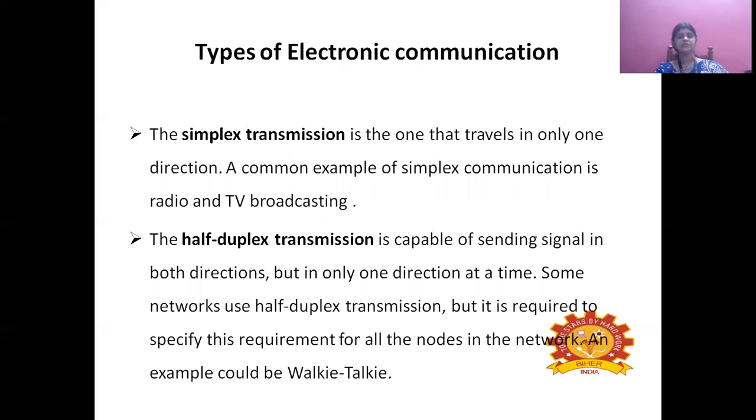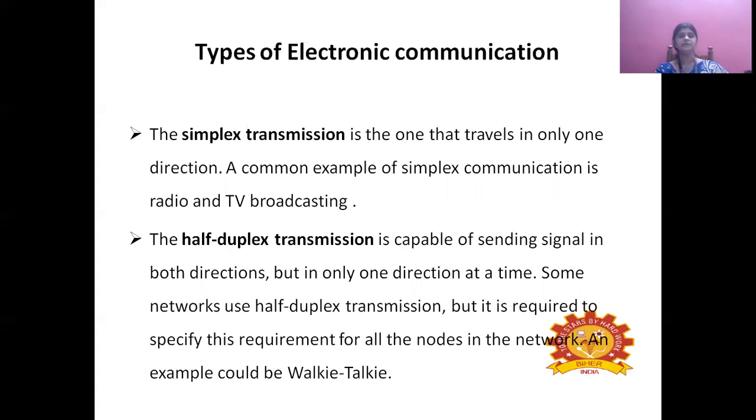Now, the various categories of electronic communication. The first one is the simplex transmission. This is the one that travels in only one direction. If the communication takes place only in one direction, that is called the simplex transmission. A common example of simplex communication is radio or TV broadcasting stations. All the radio and TV broadcasting stations are able to transmit, but no reception is there. So only one-way communication is possible.